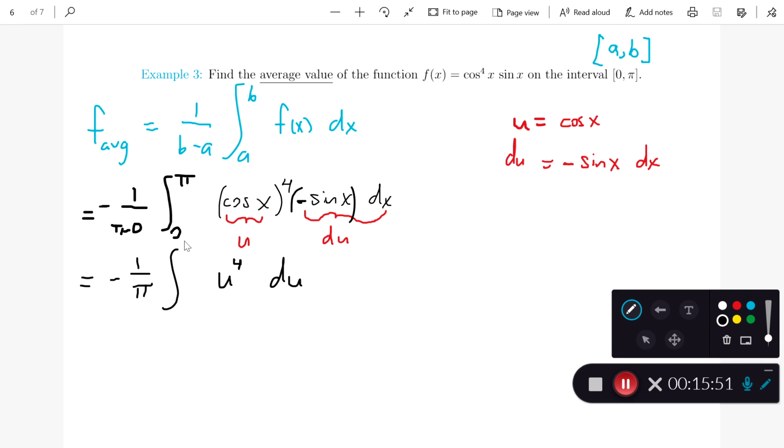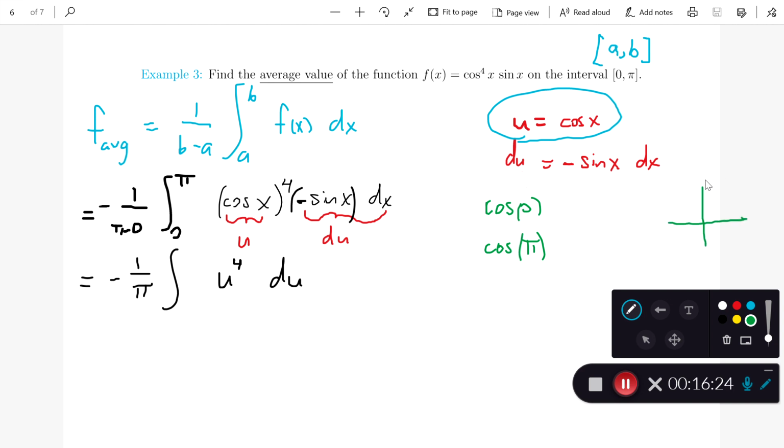Now, don't forget that you have to change the bounds as well, and your bounds have to be changed according to what you chose to be your u. So for the bottom one, we need to do cosine of 0, and for the top integrand, we need to do cosine of pi. Well, remember on the unit circle, at the angle 0, you have the point 1 comma 0, and remember cosines first, sines second per these ordered pairs.